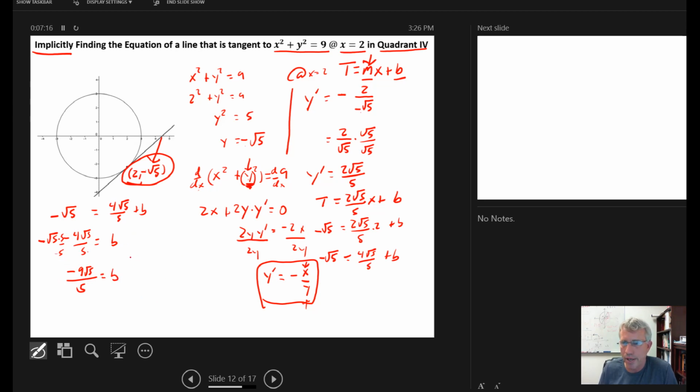And so then you can finalize your tangent line function. The tangent line is equal to 2 root 5 over 5 is the slope times x plus b, but b is minus 9 square root of 5 over 5. So there's the equation of the tangent line when x equals 2 in quadrant 4.